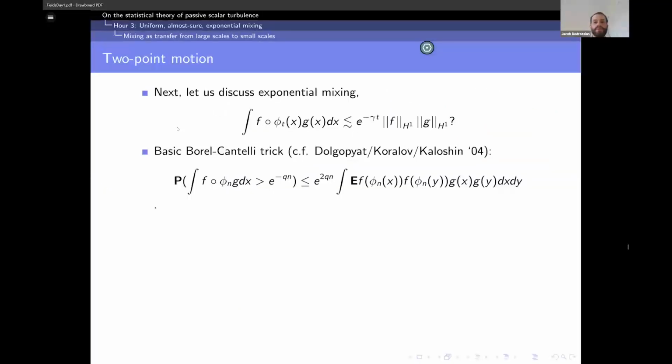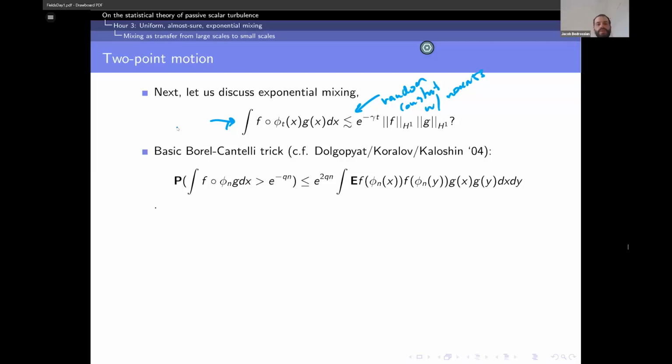Okay, so how do we actually prove this? What we want to prove is this, almost surely. And we really want to know this random constant, we want to also get moment bounds. That's important. Without that, you can't prove Batchelor's law. You need at least two moments to prove Batchelor's law. Now, there's a trick, which at least we learned from a paper by Dolgopyat, Kaloshin, and Koralov, who also all happen to be at Maryland.